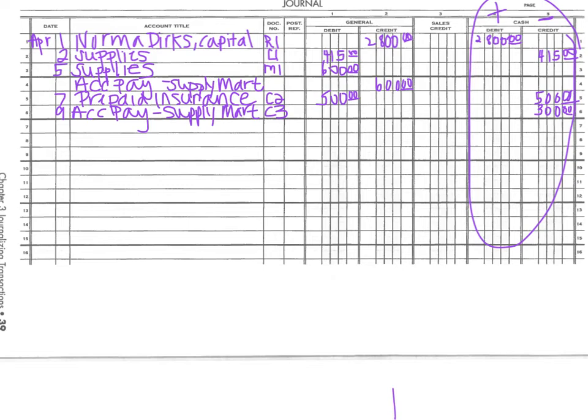And if I credited cash, then that means I need a debit. Also, if we're decreasing or we're paying off what we owe to Supply Mart, we should be decreasing that liability. So we would debit it. So I would debit Supply Mart for $300.